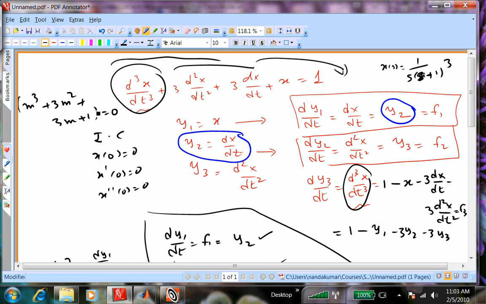So solve this algebraic polynomial, third degree polynomial, by using any root finding scheme. And those are your characteristic roots of that particular differential equation. And the solutions are given in terms of e to the power m1 t, e to the power m2 t, e to the power m3 t. Because this is a third degree polynomial, you will have three roots.